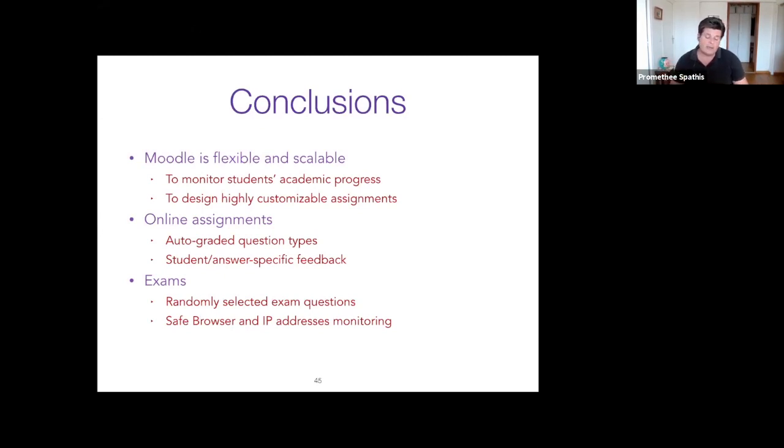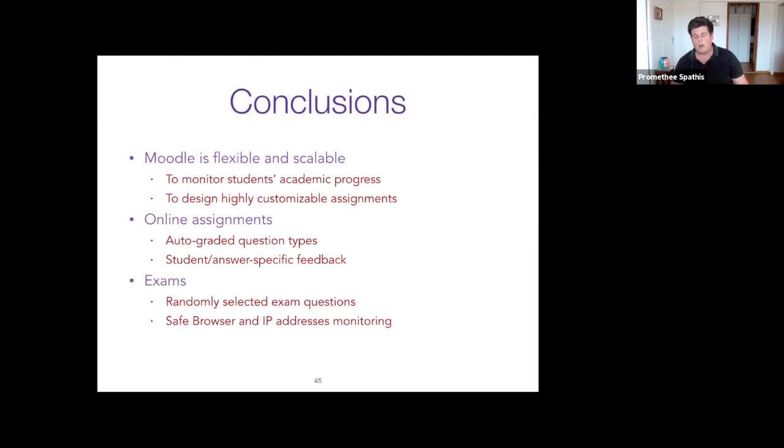Regarding exams, yes, we can do randomly selected exams. If you have one question, you can design it with different data. And the more variants you have, the lower the likelihood that students get the same exam.